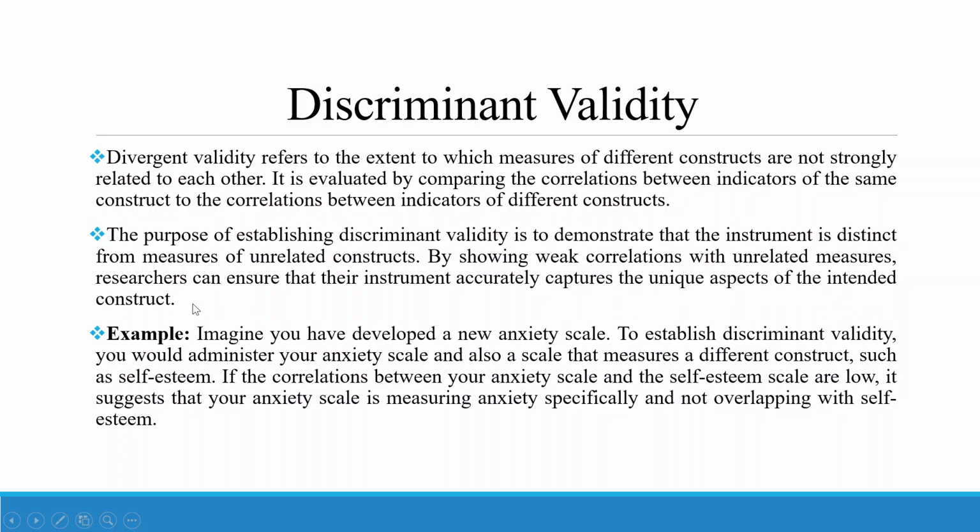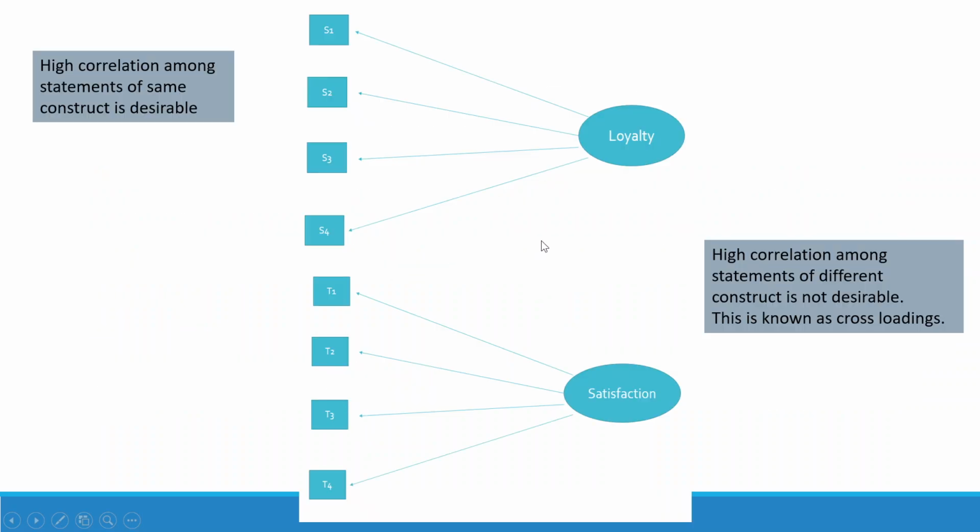the intended construct. Example: imagine you have developed a new anxiety scale. To establish the discriminant validity, you would administer your anxiety scale and also a scale that measures a different construct, such as self-esteem. If the correlations between your anxiety scale and the self-esteem scale are low, it suggests that your anxiety scale is measuring anxiety specifically and not overlapping with self-esteem. Let's try to understand this concept.